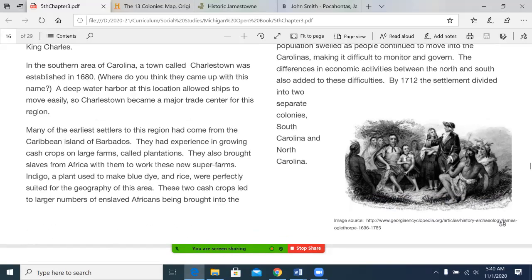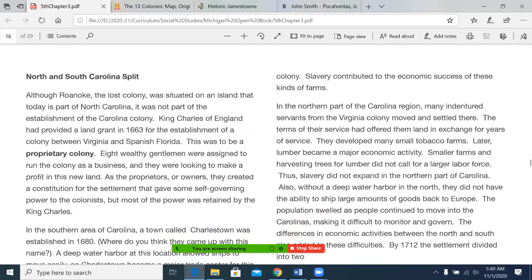So if we ask for some cash crops, we've had tobacco. I mentioned briefly cotton earlier. Now we have rice and indigo. These two cash crops led to a larger number of enslaved Africans being brought into the colony. Slavery contributed to the economic success of these kinds of farms.